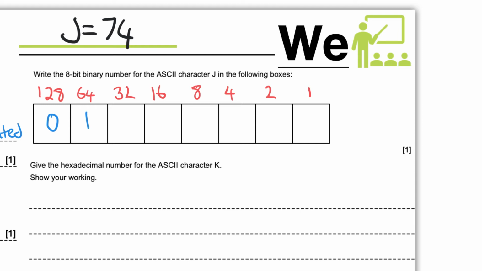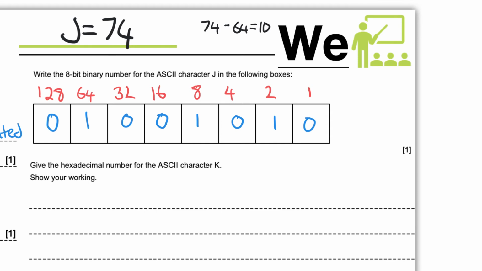So that would give you 74, take away 64, which is going to give you 10. And now we're doing something a bit straightforward. 32 into 10, that would be a 0. 16 into 10, that would be a 0. 8 into 10, absolutely. 10 take away 8 is going to leave you a 2. So no, no, yes, no. So that's it in there.